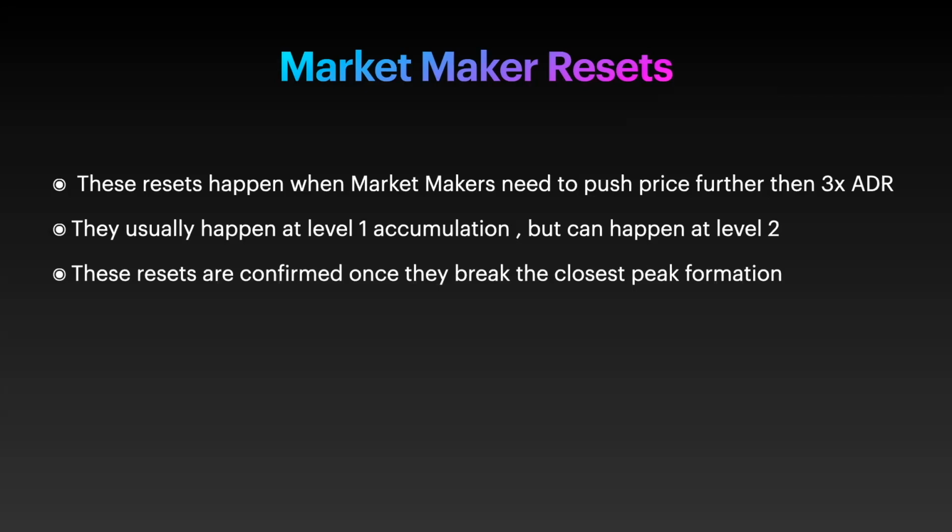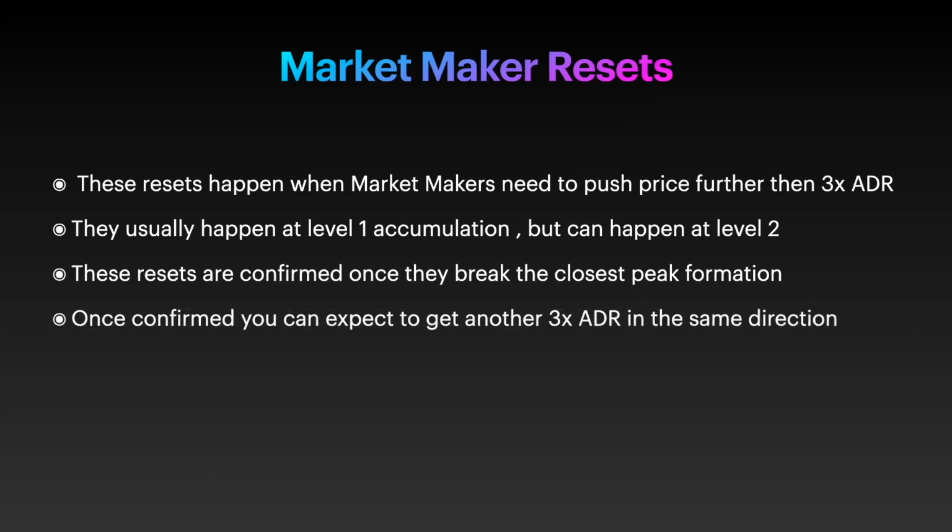There will be times where they just go back down to retest that same W low that was created. And so that's when it's an unconfirmed or a failed reset. But once confirmed, you can expect another 3 times ADR in the same direction, right? So you get 300 pips down, 100 pips up, and then another 300 pips down, or thereabouts. So 270, 300, whatever they want to do.